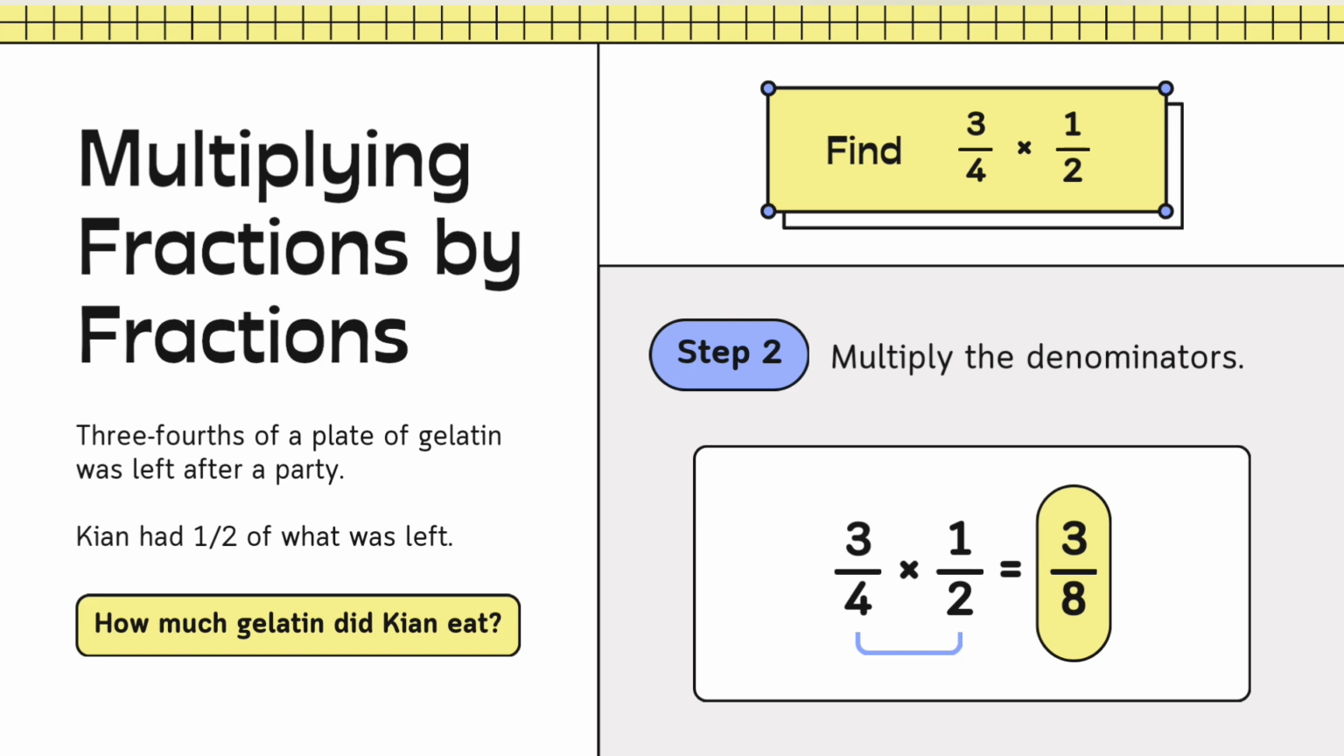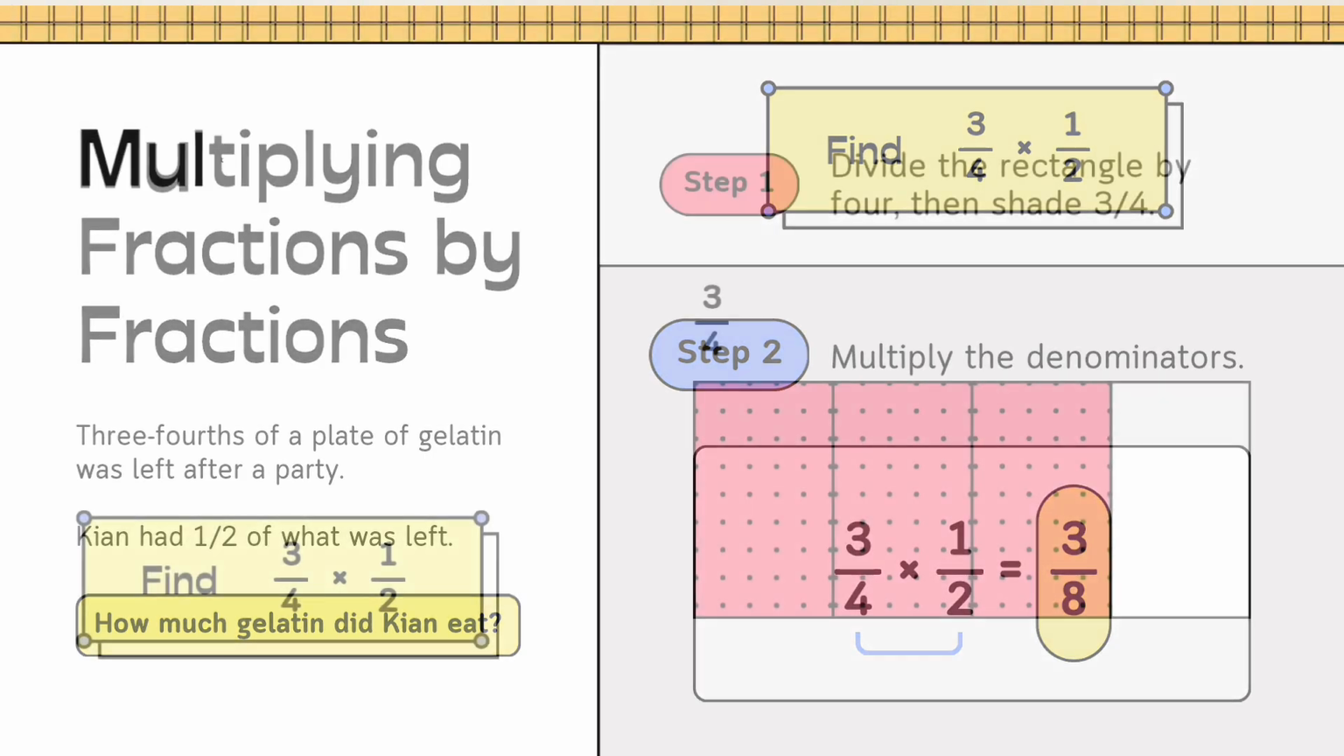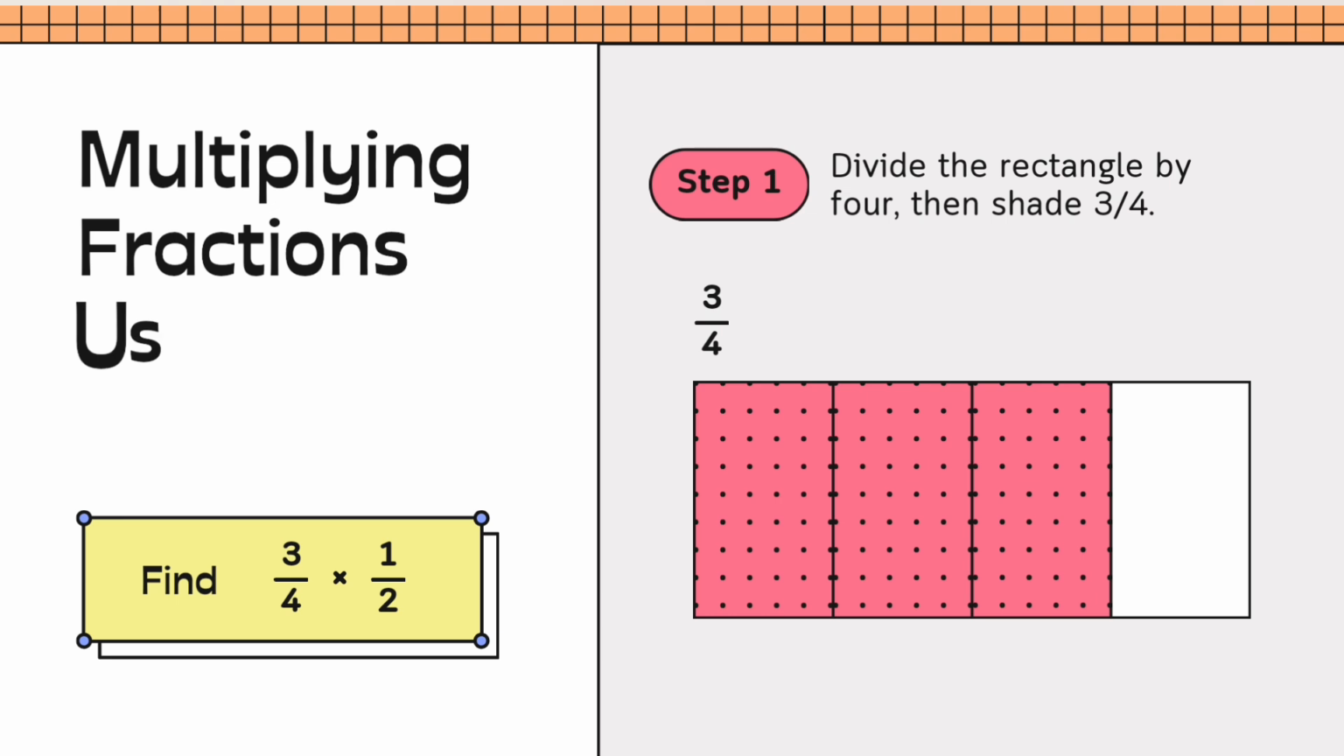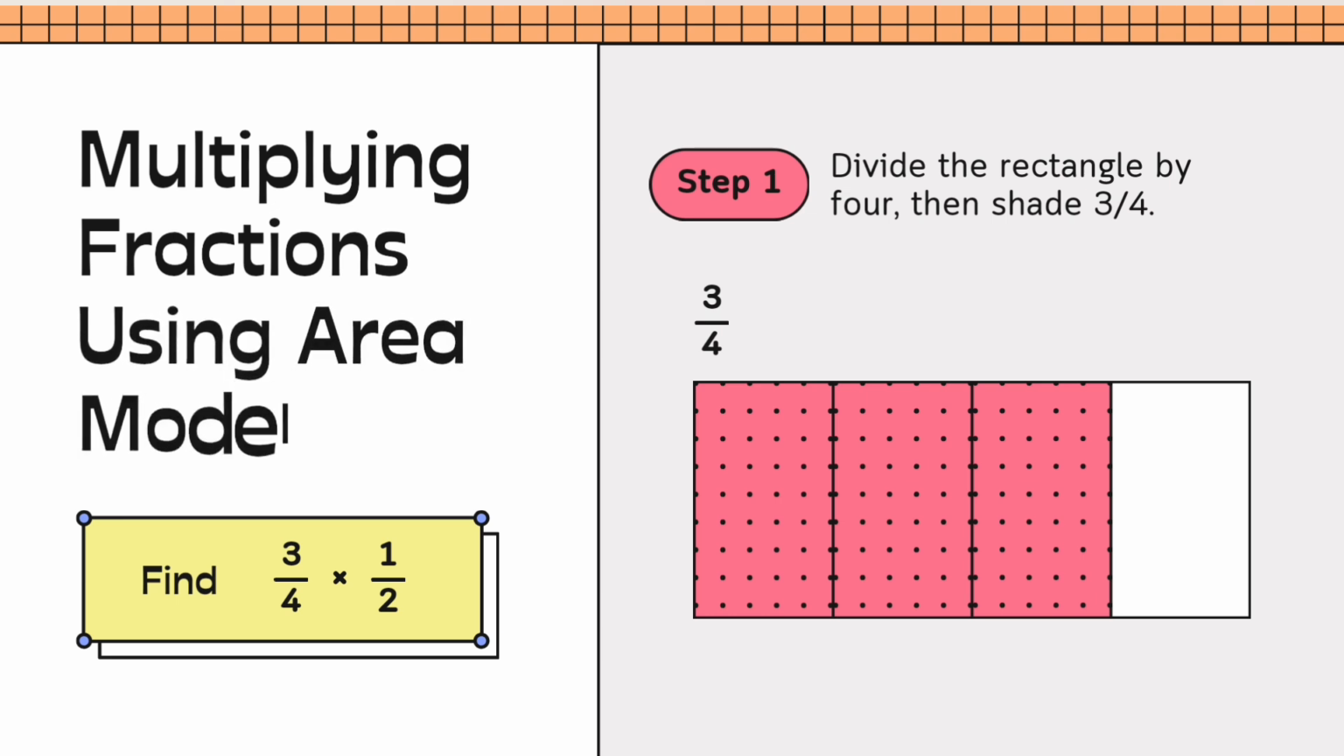Now, the same question we will solve with area models. Here, we consider a rectangle as our area model, and in the first step, divide the rectangle by 4 because the denominator here is 4, right? That means this rectangle is divided into 4 equal parts, and at the numerator place we can see 3 here. So we have to shade 3 out of 4.